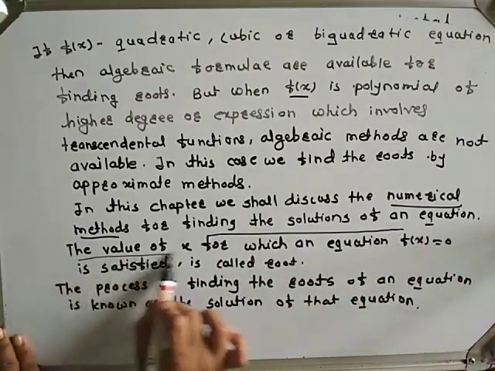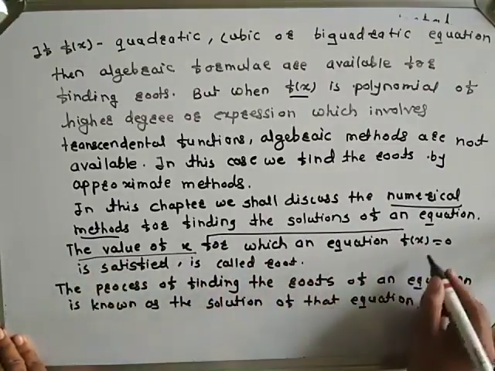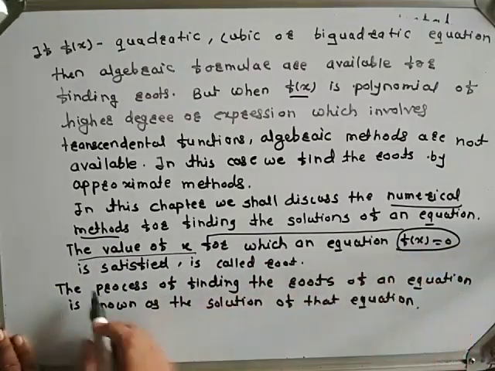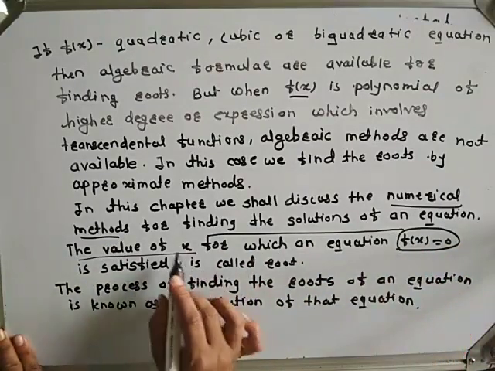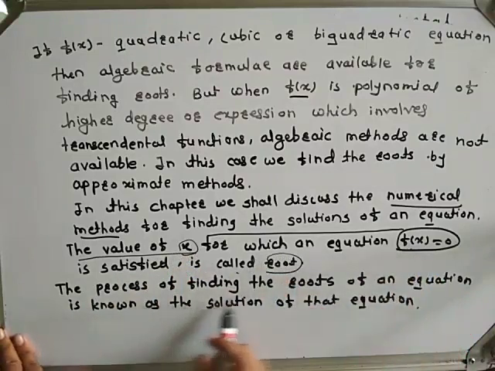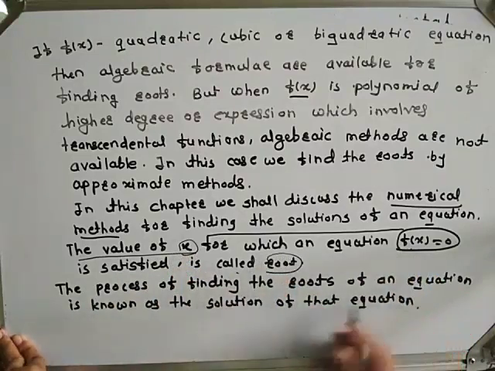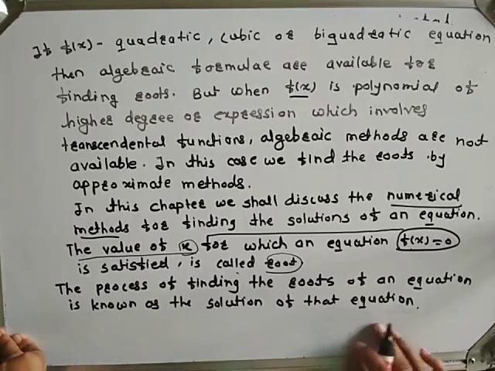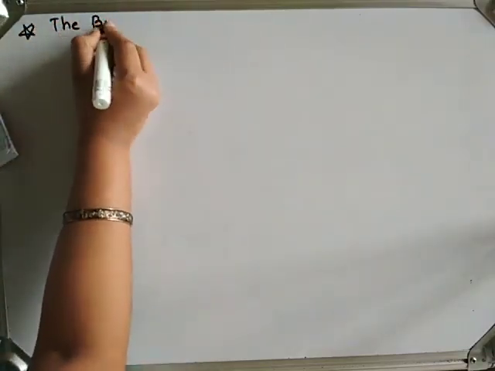See here, the value of x for which an equation f of x equal to 0 is satisfied is called a root of f. The process of finding the root of an equation is known as the solution of that equation. In this chapter, we will discuss some numerical methods for finding the root of an equation. The first method is the bisection method.